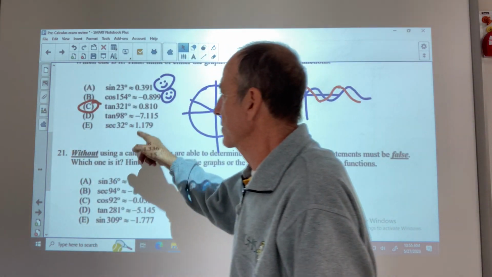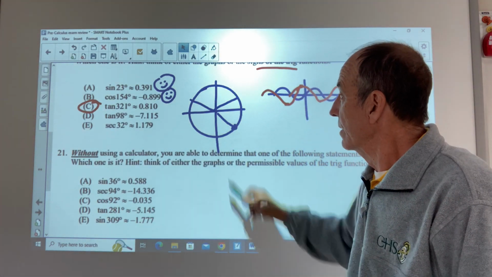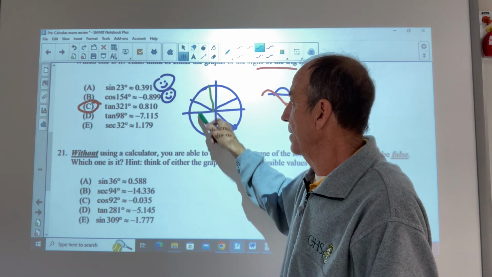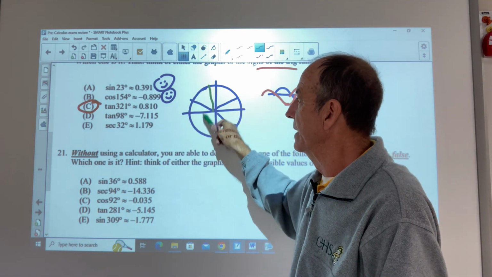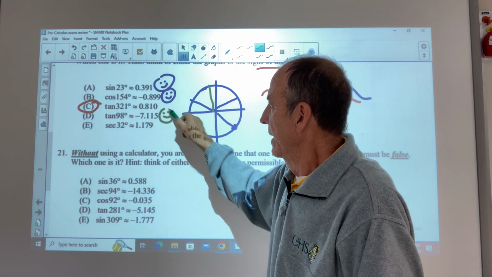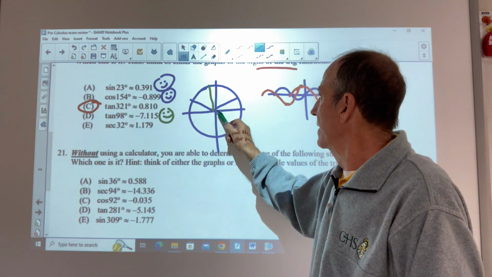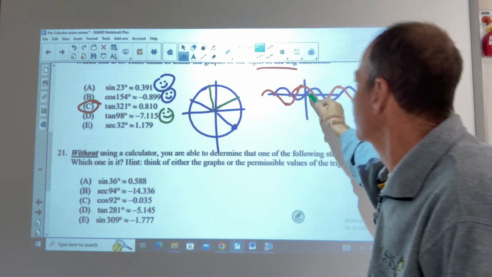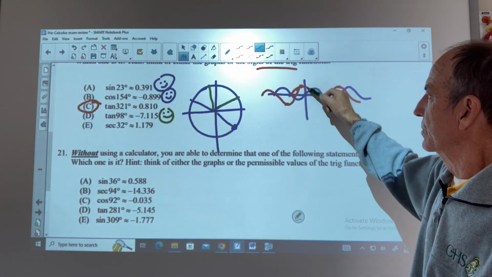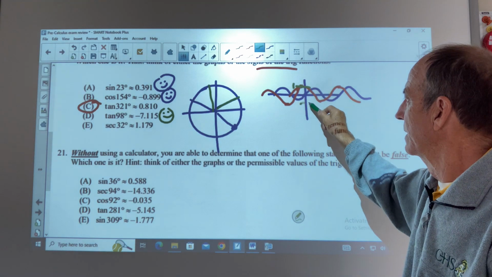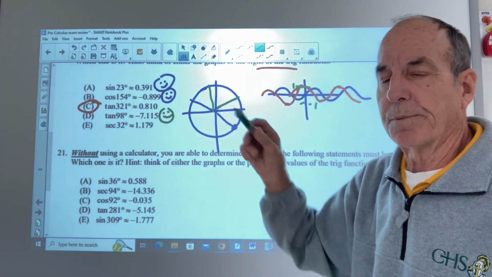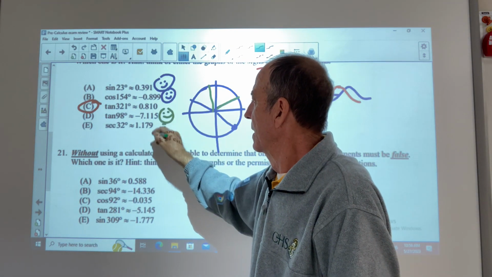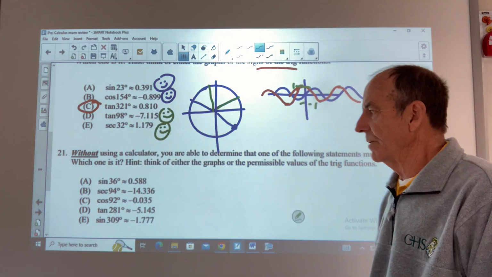You could check the other ones as well. 98 degrees, you're up here. The tangent is going to be negative there, right? The tangent is positive in quadrants 3 and 1, negative elsewhere. So that one looks okay. And 32 degrees is over here. Again, positive, no problem there. The secant is bigger than 1 because the cosine is trapped between +1 and -1, and the secant is the reciprocal. So the reciprocal of a number less than 1 is going to be bigger than 1. So that makes sense. So the answer is C. That's the one that has to be false.